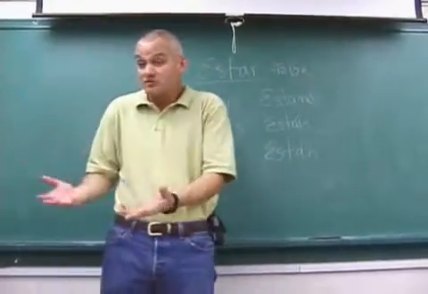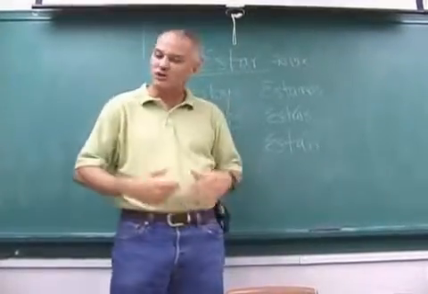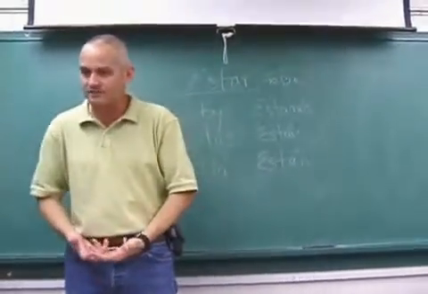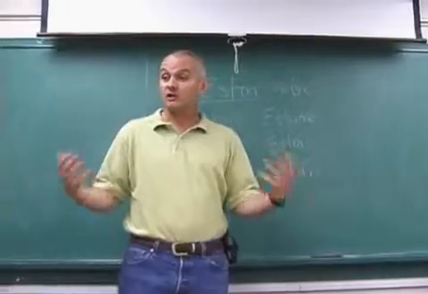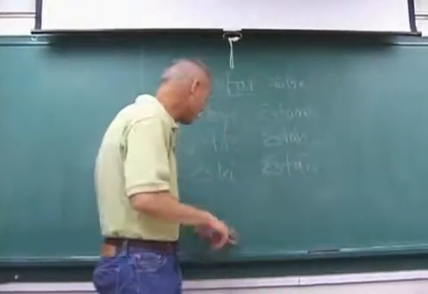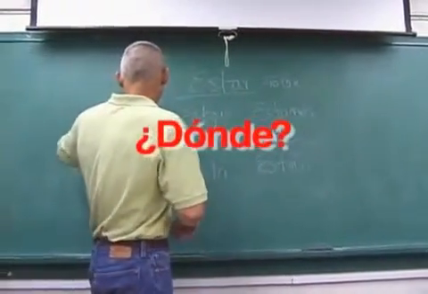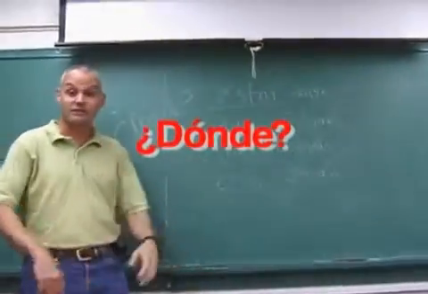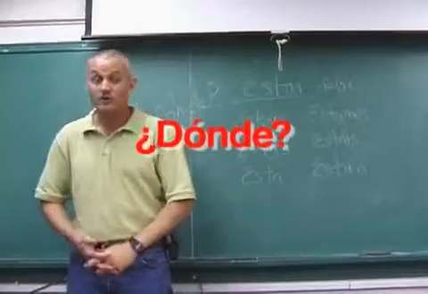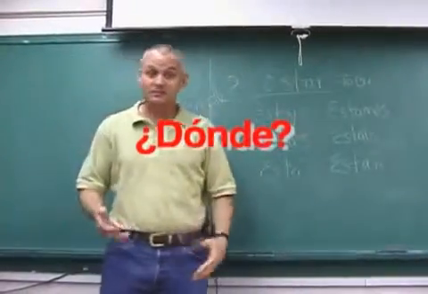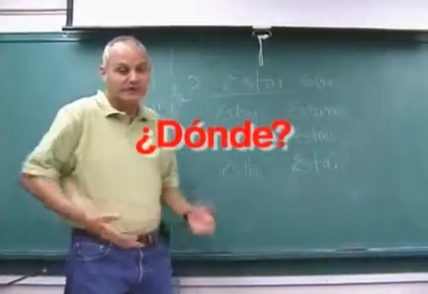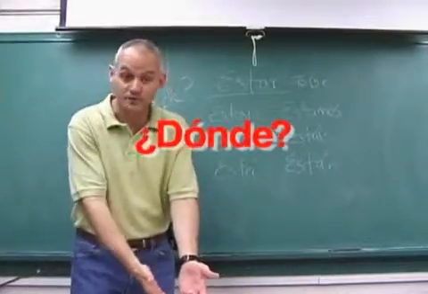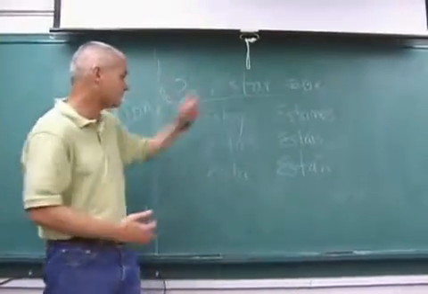Now, when we ask you how you're doing, ¿Cómo estás? That's your condition. What do you feel like? How are things going? And the rest of the time, we use it for location. And we use that question word, where, ¿dónde? So we say things like, ¿Dónde estás? Where are you? ¿Dónde está la clase? Where's the class? ¿Dónde está el libro? Where's the book? And that's how we use the verb estar.